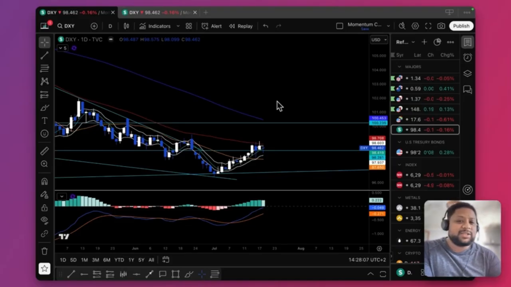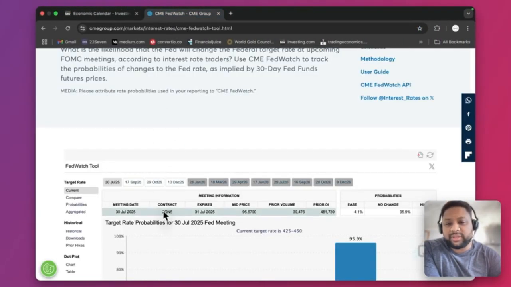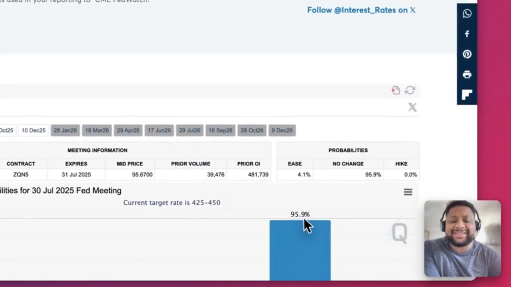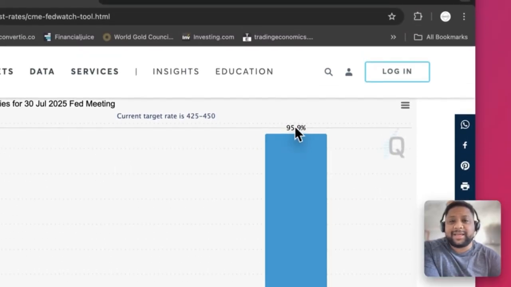However, market expectations show that traders are still pricing in a 50 basis point rate cut this year. And obviously, with this upcoming Fed meeting that is scheduled to happen this week, there is a strong probability that we're going to be seeing the Fed hold rates as they are. And so if we jump over to our Fed Watch tool over here, we can see that there's a 95.9% chance that the Fed is likely to hold rates as they are.